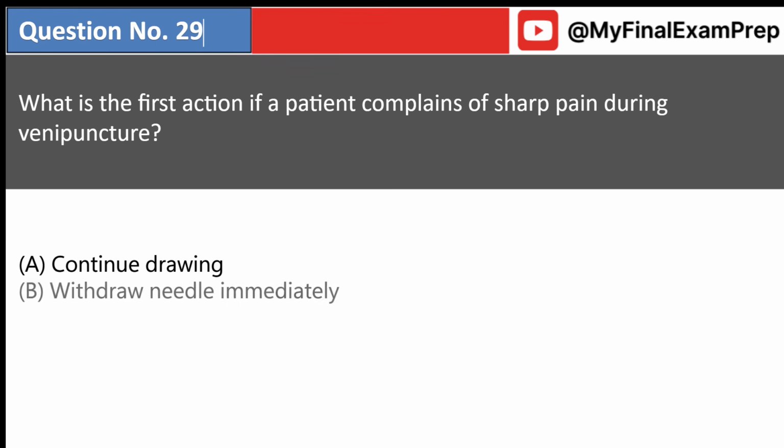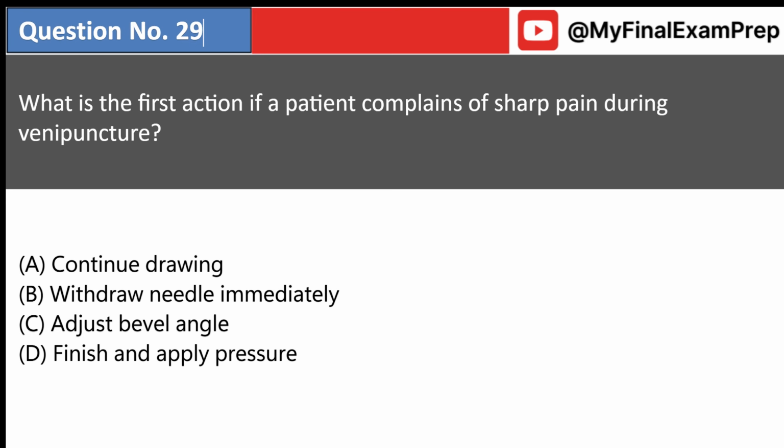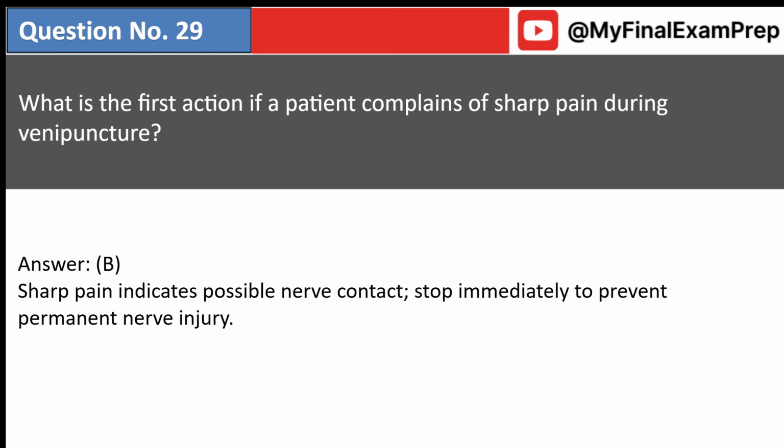What is the first action if a patient complains of sharp pain during venipuncture? A. Continue drawing. B. Withdraw needle immediately. C. Adjust bevel angle. D. Finish and apply pressure. Answer B. Sharp pain indicates possible nerve contact. Stop immediately to prevent permanent nerve injury.